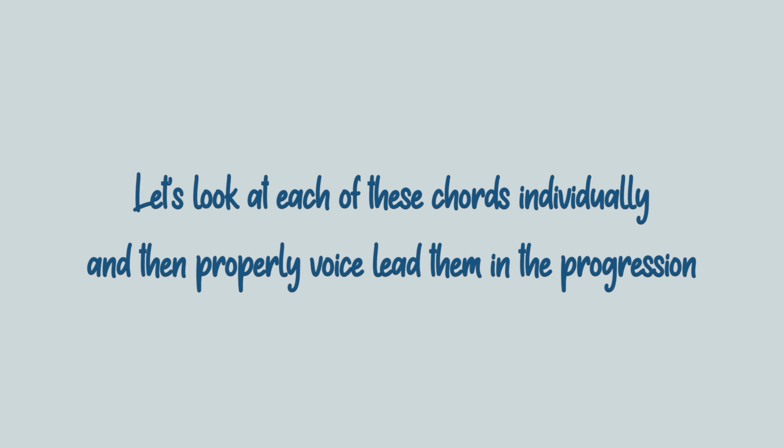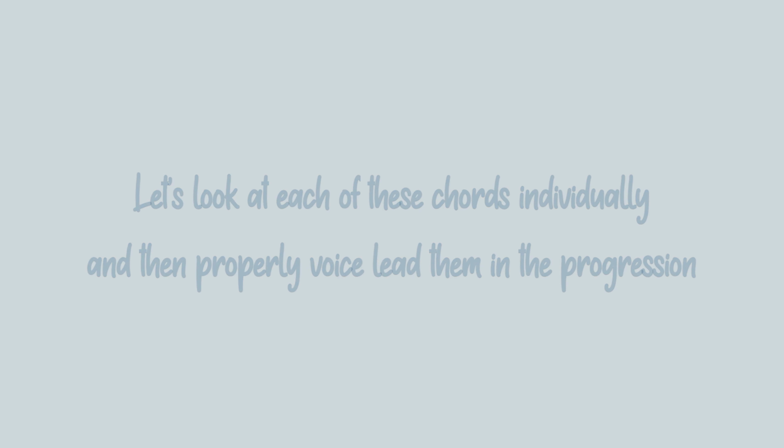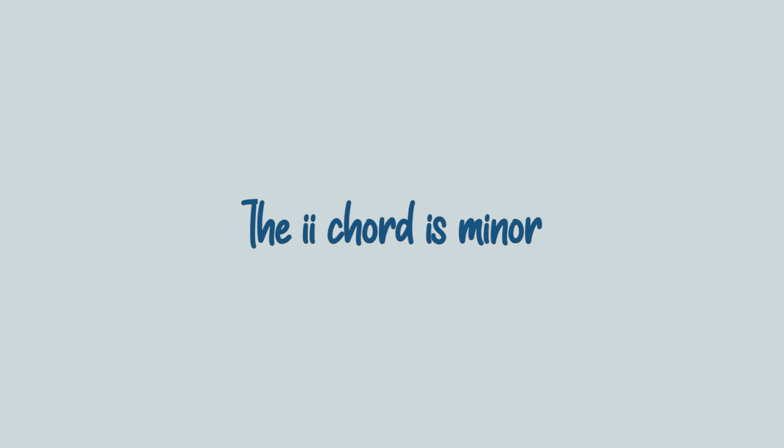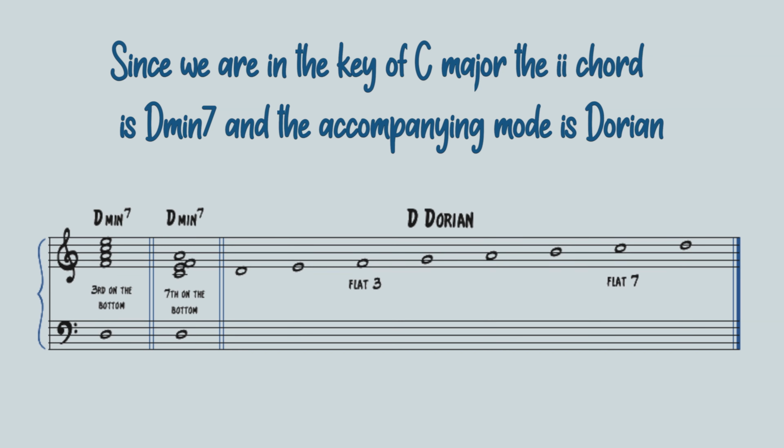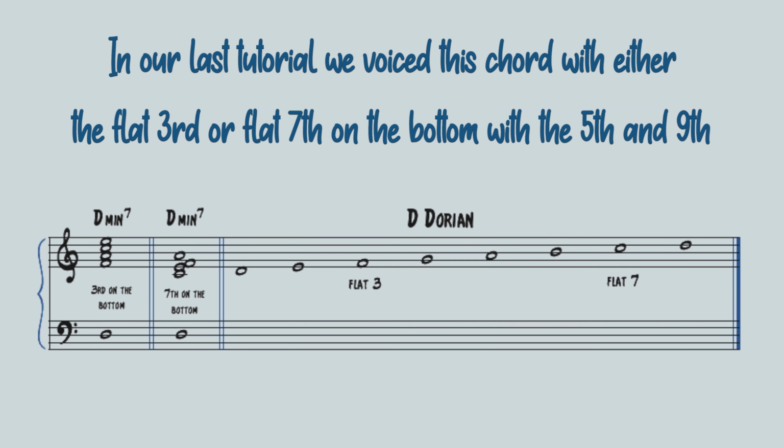Let's look at each of these chords individually and then properly voice lead them in the progression. The 2 chord is minor. Since we are in the key of C major, the 2 chord is D minor 7, and the accompanying mode is Dorian. In our last tutorial, we voiced this chord with either the flat 3rd or flat 7th on the bottom with the 5th and 9th.